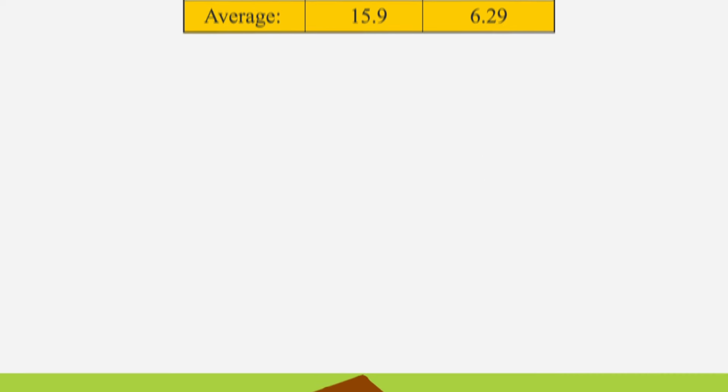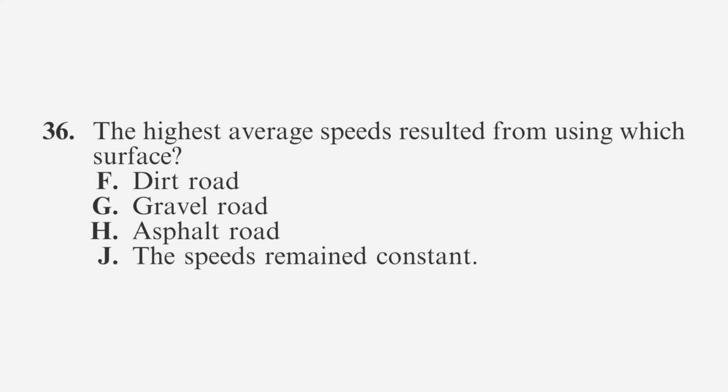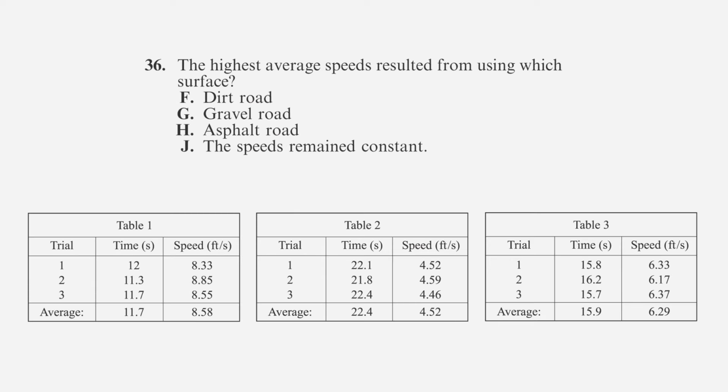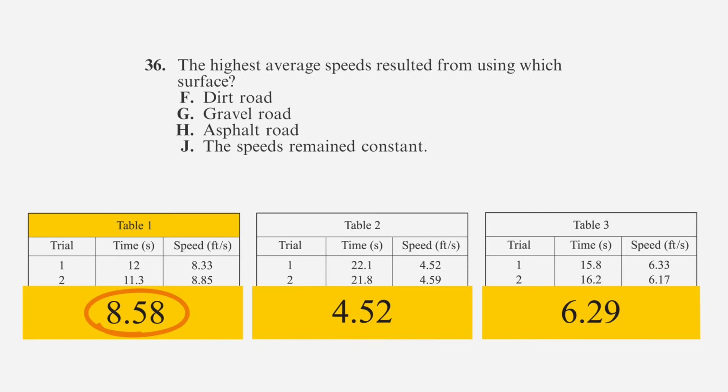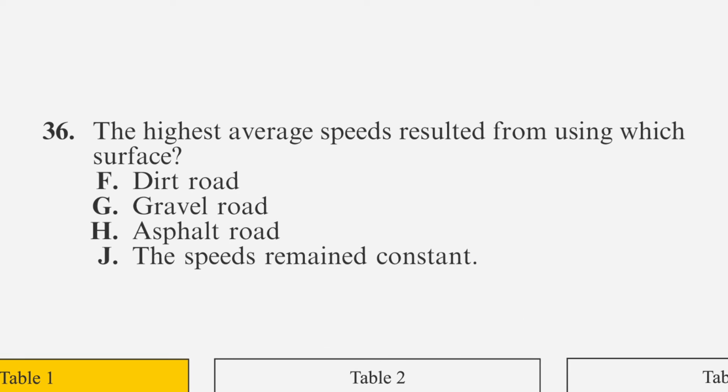Okay, let's tackle some of the questions. The first question asks, the highest average speeds resulted from using which surface? The answer choices are F, dirt road, G, gravel road, H, asphalt road, and J, the speeds remained constant. When you compare the average speeds in all 3 tables, you can see that the highest average speed was recorded in Table 1, which represents Study 1, the car on a smooth asphalt road. Since the highest average speeds resulted from using an asphalt road, the correct answer choice is H.